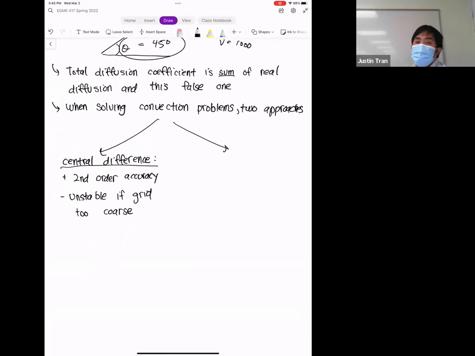And so that usually happens because your grid is too coarse. Okay? And so if your grid is coarse, then your Peclet number is going to be very high. And if your Peclet number is very high, it's going to lead to an unstable solution. Okay?